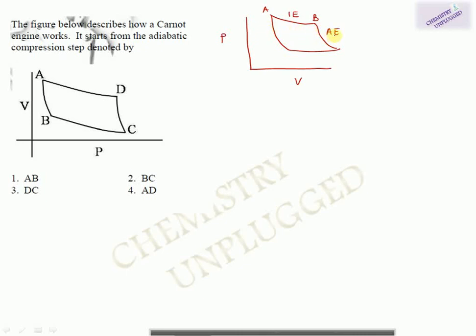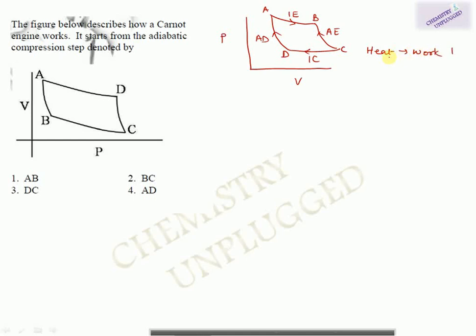And the next process is isothermal compression. And the last step, DA, is adiabatic compression. So it involves 4 steps. And this Carnot cycle tells us the maximum conversion of heat into work, how we can maximally convert heat into work.